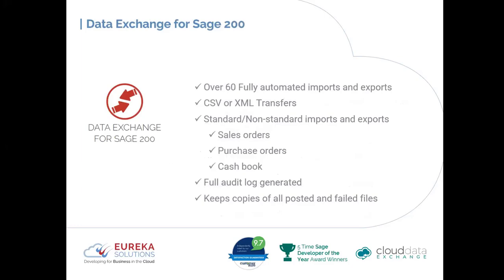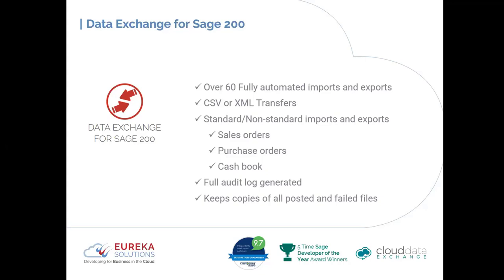So data exchange for Sage 200 is a product we have had in our portfolio for about 10 years. It has grown its functionality over the years, where now we have 60 fully automated imports and exports. The way data exchange transfers data is either in a CSV or an XML file, so that's flat file transfer. Out of the box, without development, data exchange can pick a file up from a folder, from an SFTP, and from an FTP.